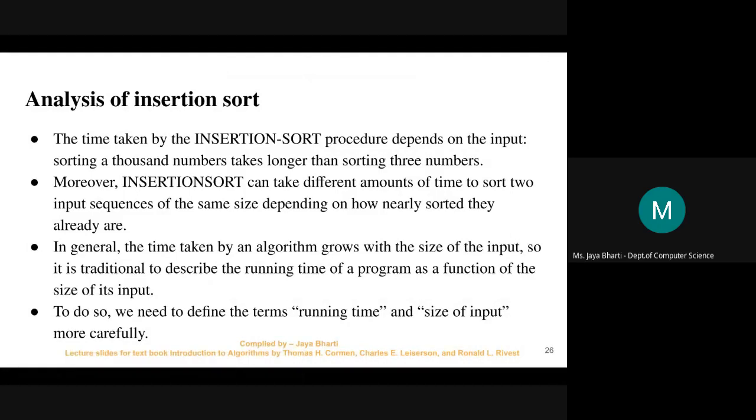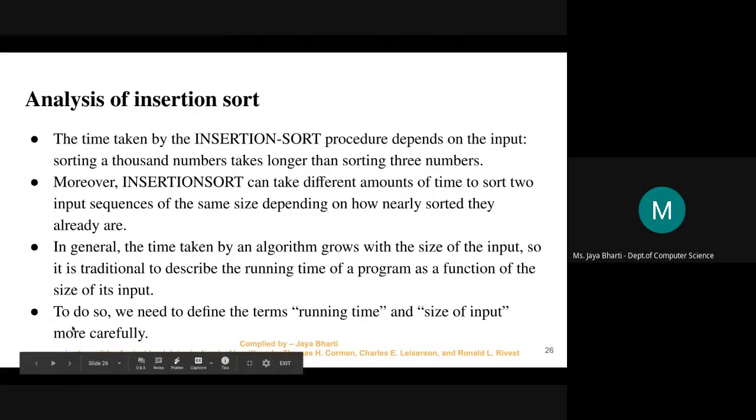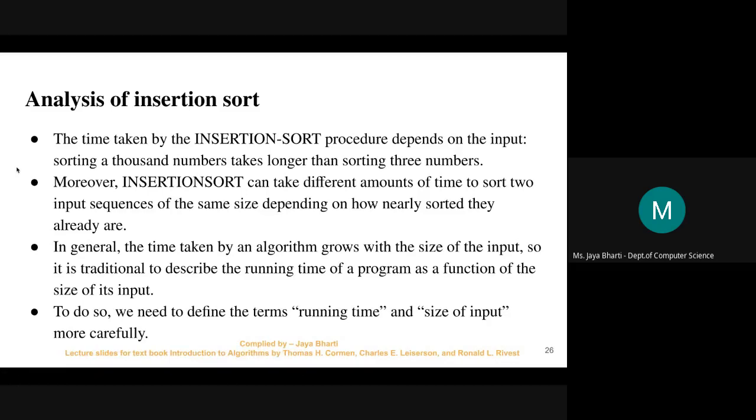So we will compute the time taken by the insertion sort. The time taken by the insertion sort procedure depends on the input size. So sorting 1,000 numbers takes longer than sorting 3 numbers. This is very obvious: if you have a large number of elements, then it will take more time as compared to a small number of elements.